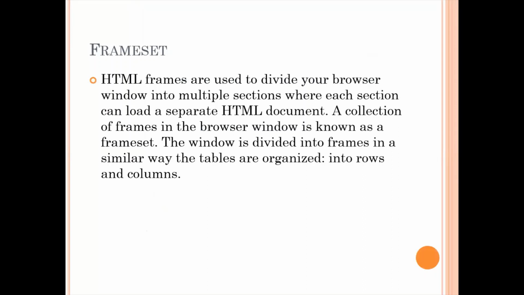HTML frames are used to divide your browser window into multiple sections, where each section can load a separate HTML document, or we can say, as I discussed earlier, every section will work as a separate window. A collection of frames in the browser window is known as the frameset. A window is divided into frames, in a similar way to how tables are organized into rows and columns. We will see the example also.